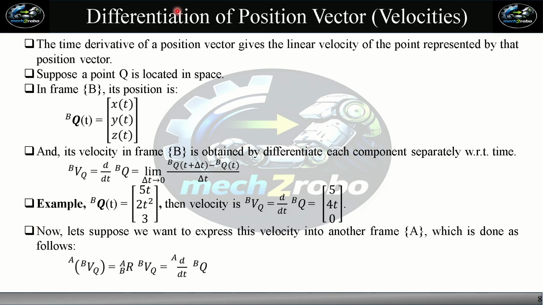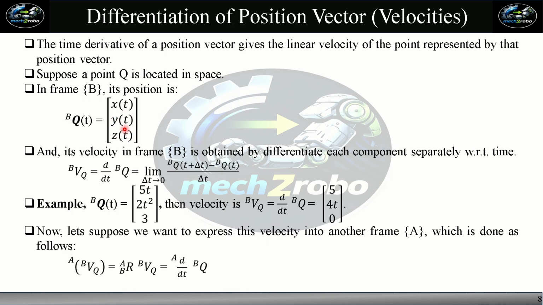Differentiation of a position vector means velocities. The time derivative of a position vector gives the linear velocity of the point which is represented by the position vector. Suppose we have a point Q which is located in space, and in frame B its position is denoted by vector Q, which is a function of t, and B represents it is defined in frame B, and its components are x(t), y(t), z(t).